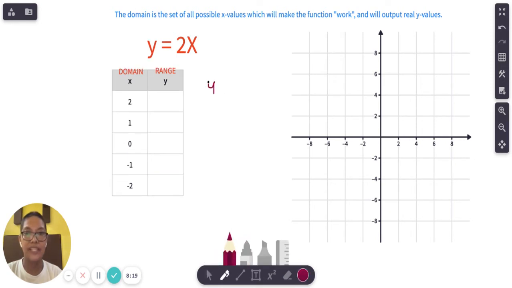Okay. So, y is equal to 2x. Okay. So, let's substitute 2 times yung value ng x. Ay, 2 na po. 2 times 2 is 4. Okay. So, compute muna tayo lahat. Muna natin i-input yan sa table.